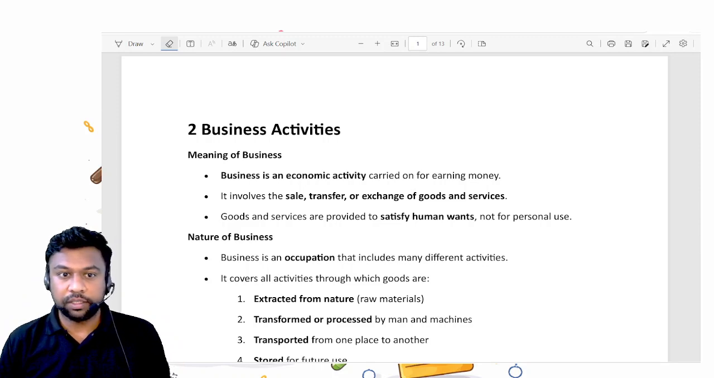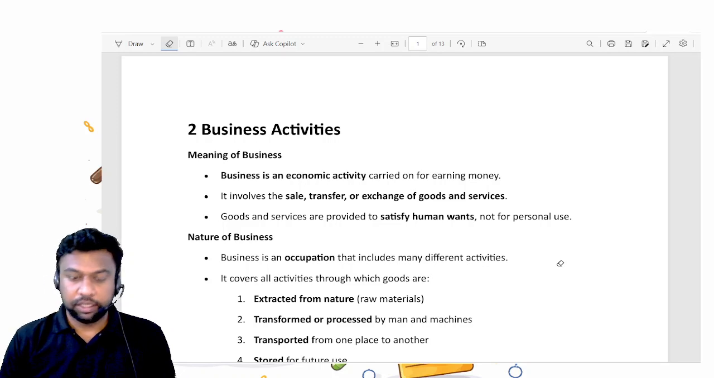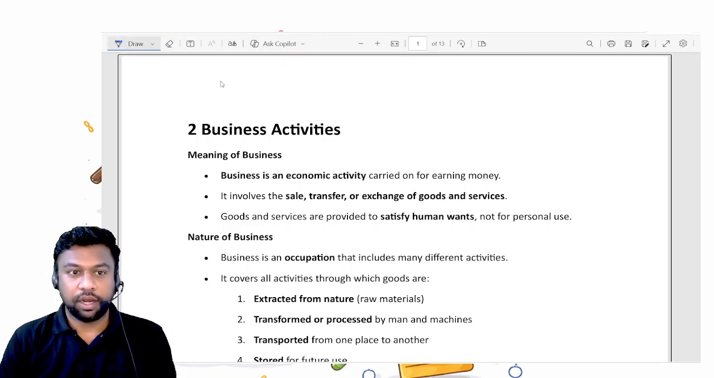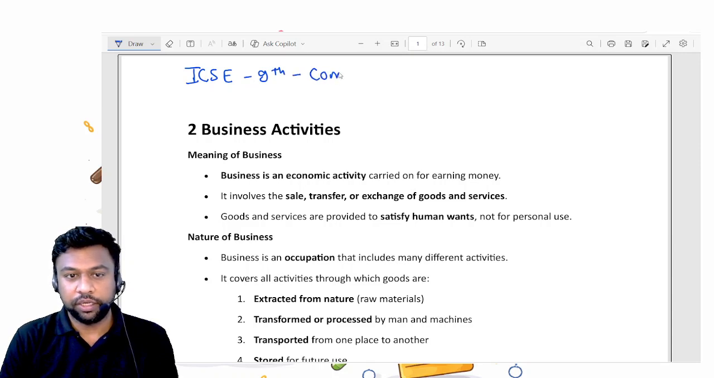Today we will be starting with the second chapter, that is your business activities. This is class 9 ICSE, ICSE ninth Commercial Studies.